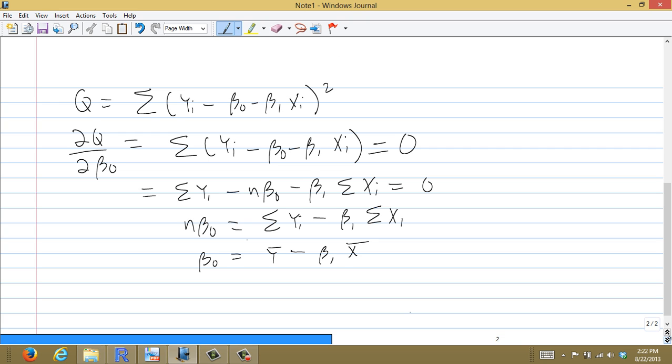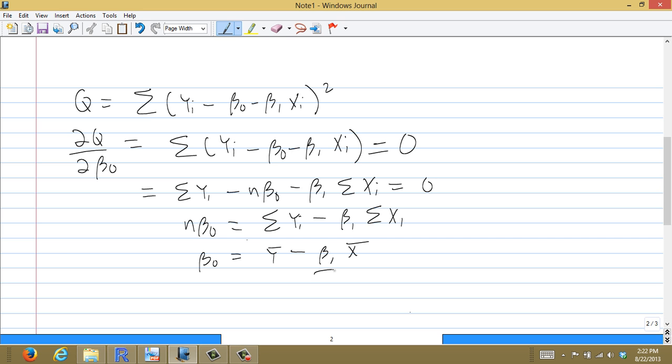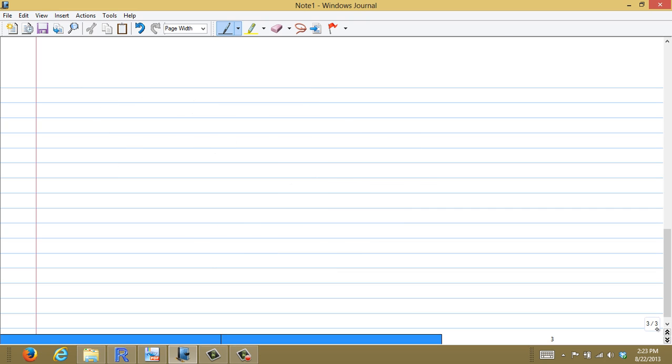So we've solved for beta naught, but as we noticed, this involves the other unknown regression parameter beta 1. So we better solve for beta 1 in order to determine our estimator for beta naught. In order to find the optimal value of beta 1, we take the partial derivative of the least squares error criterion with respect to beta 1, and we set that equal to 0.